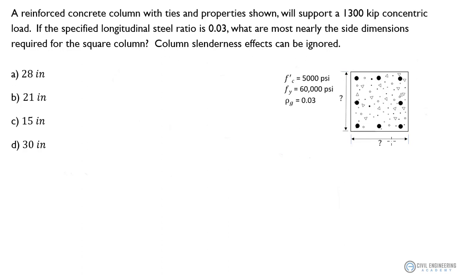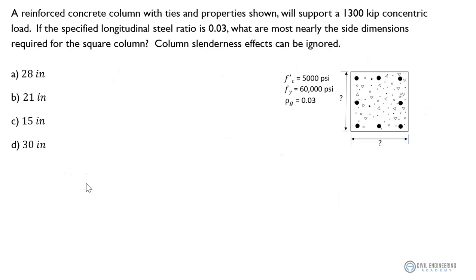So here's our column cross section. We're looking for these dimensions here on the sides of the column, and we've got our column properties here. Our F prime sub C is 5,000 psi. Our yield strength of our steel or rebar is 60,000 psi, and then our longitudinal steel ratio that was given in the problem statement is 0.03. So let's attack this thing.